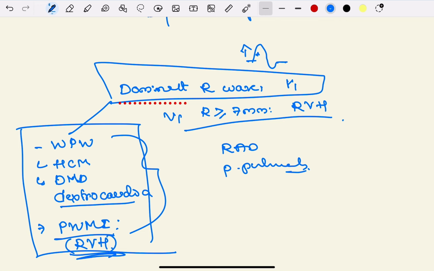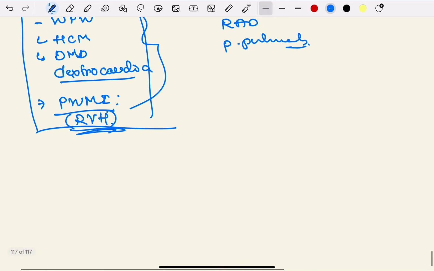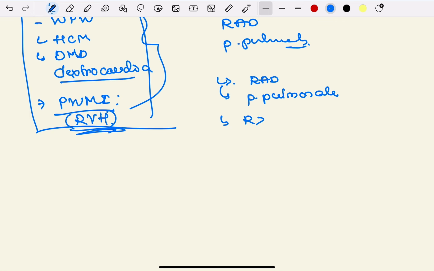For that we have to look for associated features. So what are the other features that are suggestive of RVH in this ECG? One is right axis deviation, so we can call it RVH. Another is there is P pulmonale. The right atrium is also enlarged, so there is a lot of possibility that the right ventricle is also hypertrophied or enlarged. And obviously the R wave height is more than 7 mm. So these are all features suggestive of RVH, right ventricular hypertrophy.